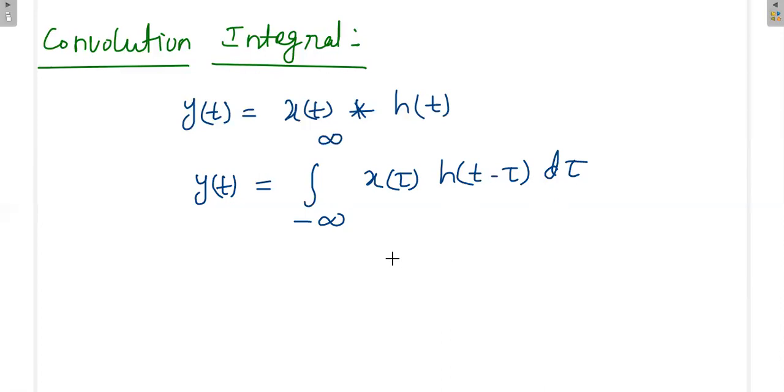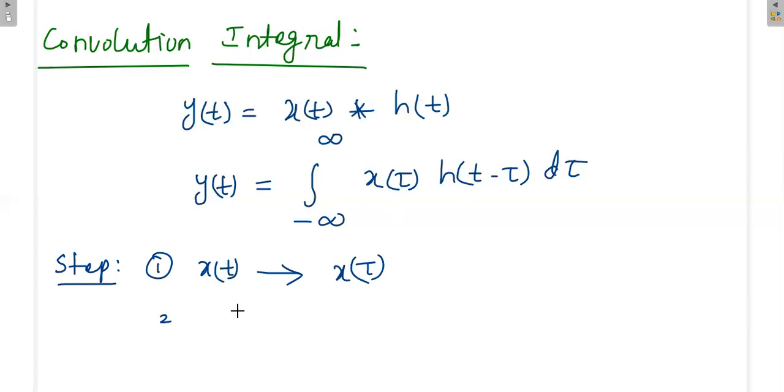Then how to calculate this integral? First of all, from the given x of t and h of t, we have to calculate x of tau and h of t minus tau. Okay, these are the steps to do the convolution integral. You will be given x of t. Then you simply change the variable, you simply replace t with tau. Then we will get x of tau.